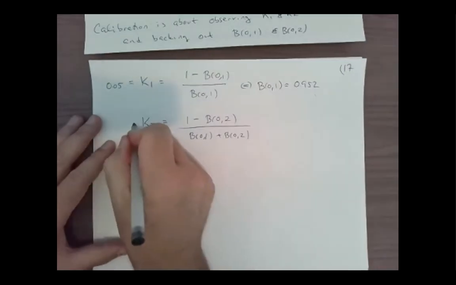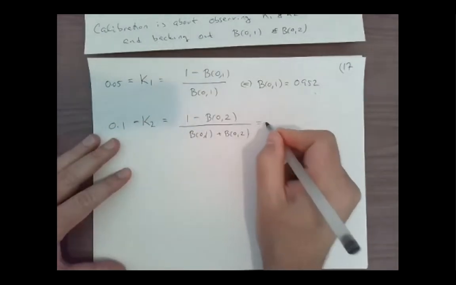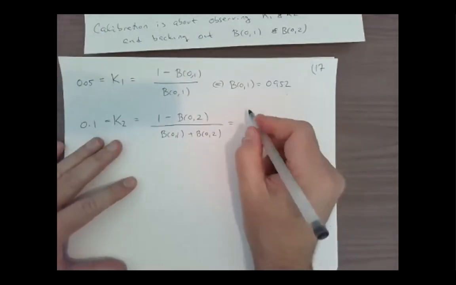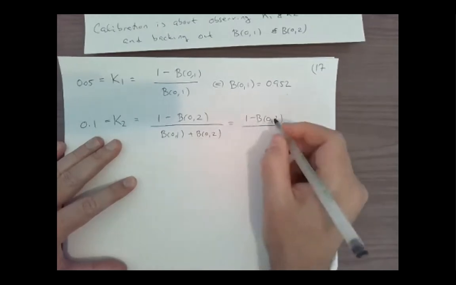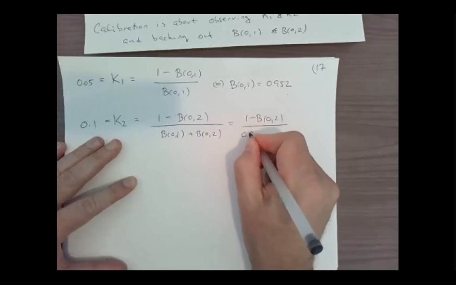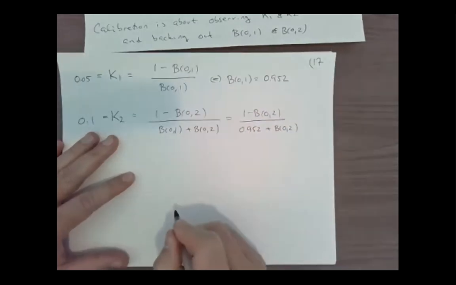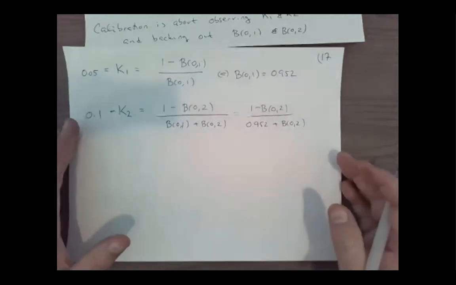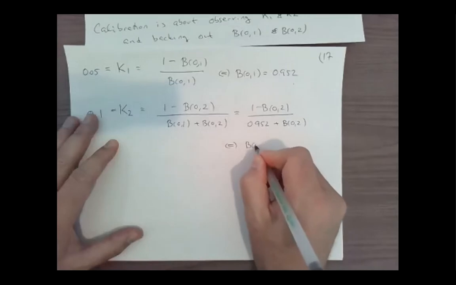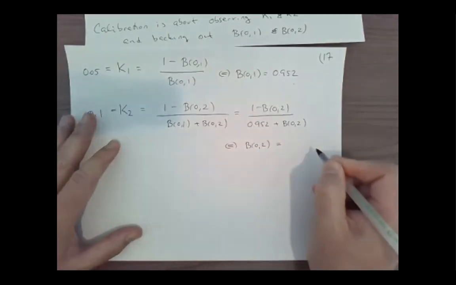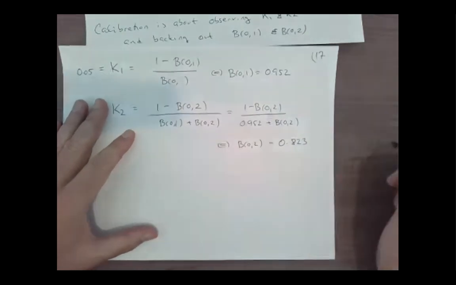But then you plug in, this here was given to be 10%. And you can use the previous answer. So you write this as 1 minus B02 divided by that number up there, 0.952 plus B02. So you get another equation and one unknown, and you can solve. Pending my ability to solve one equation and one unknown, you're going to get that this is 0.823.